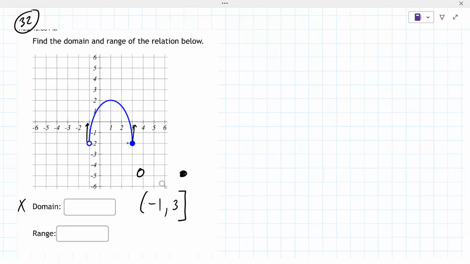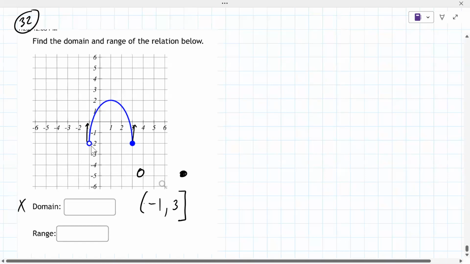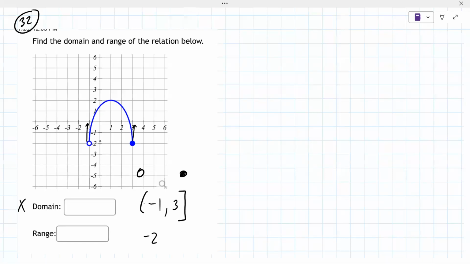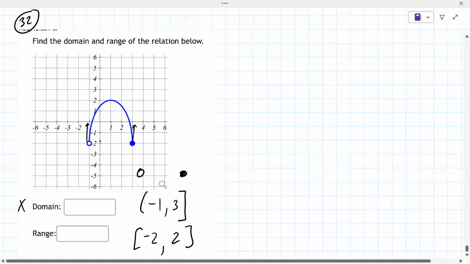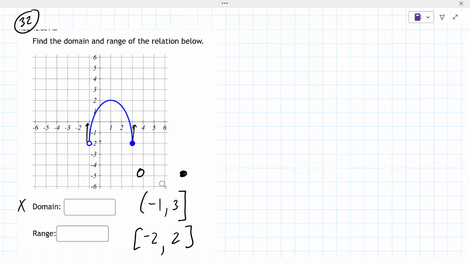Now the range is a little bit more difficult because when you see the min, you're like, okay, 2 and 2, but it's included here, but not included there. So it's kind of like rock, paper, scissors. This filled in one covers that. So it's -2 is filled in, maximum y value is 2, like that. Okay. All right. So that's as good a place as any to stop here.